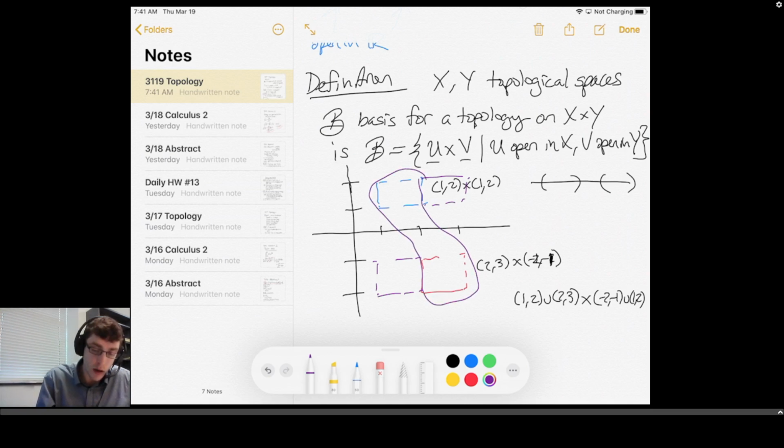So this blue union red here is not a product of intervals. And so this would not be a product of basic open sets. However, it is the union of them, right? And so this is why this only gives us a basis and not the whole topology. So it's a little bit weirder than the subspace where we're just intersecting open with open. This one isn't just open, it's a product of opens, that's a basis and you can get more stuff. This is an example of more stuff that you could get.